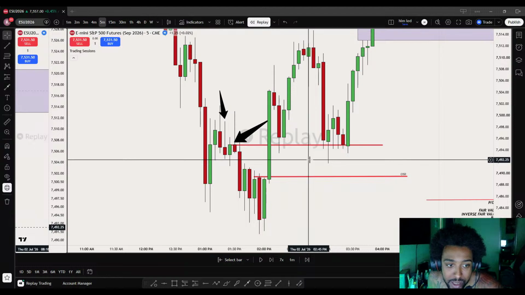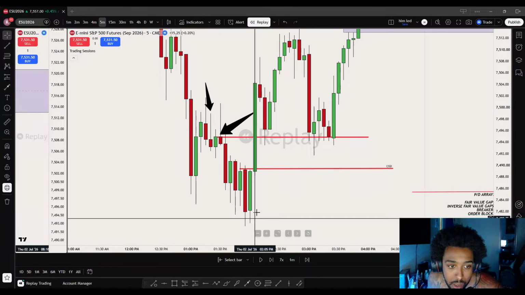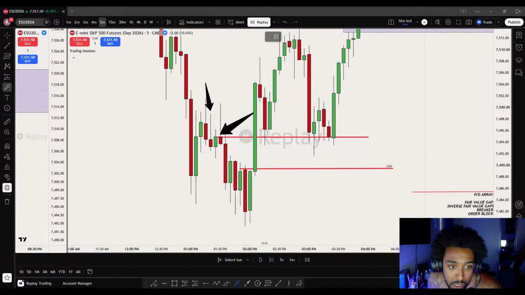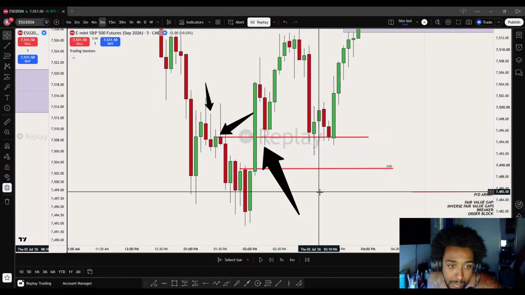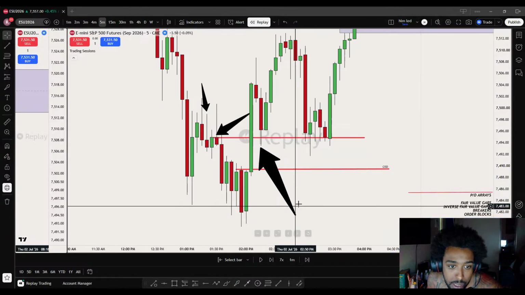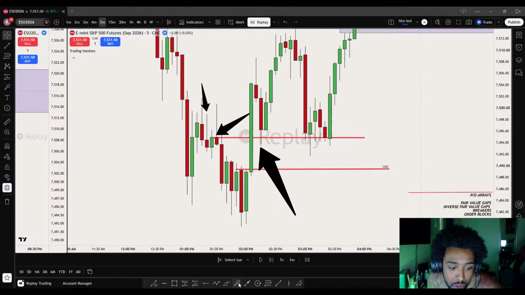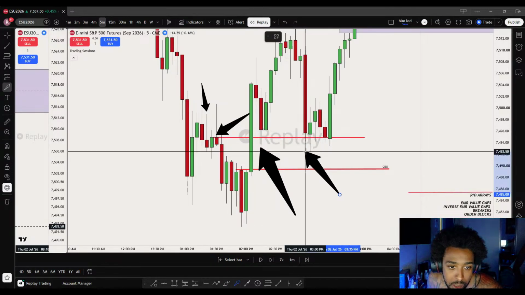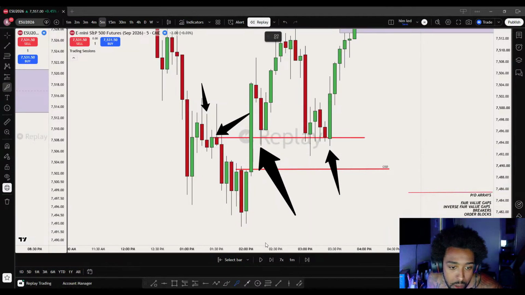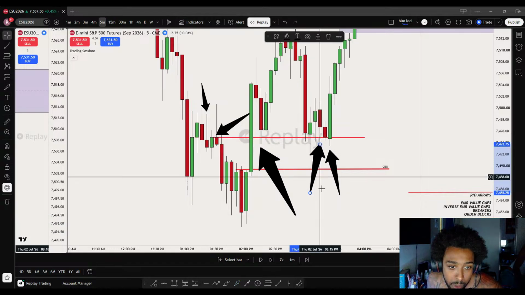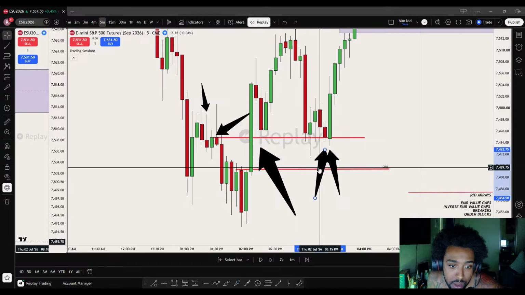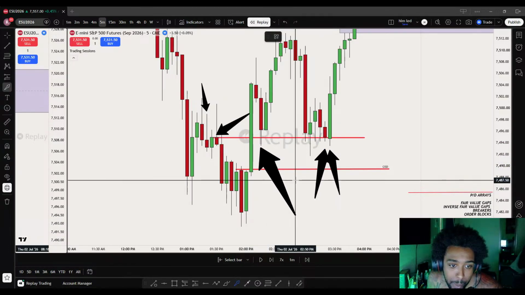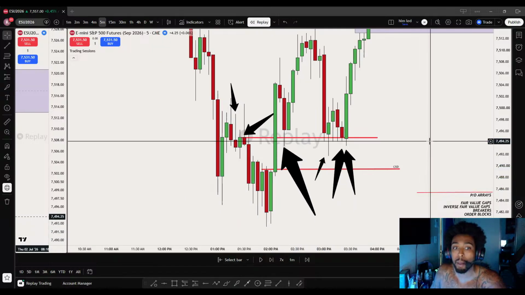Look how it respects it perfectly. Look at the wicks. Look how this wick came into it and stopped right there. Look how these wicks came into it. I'm showing you the respect of the order block. Look at the wicks, look how many times it came in here. But look at the bodies though.